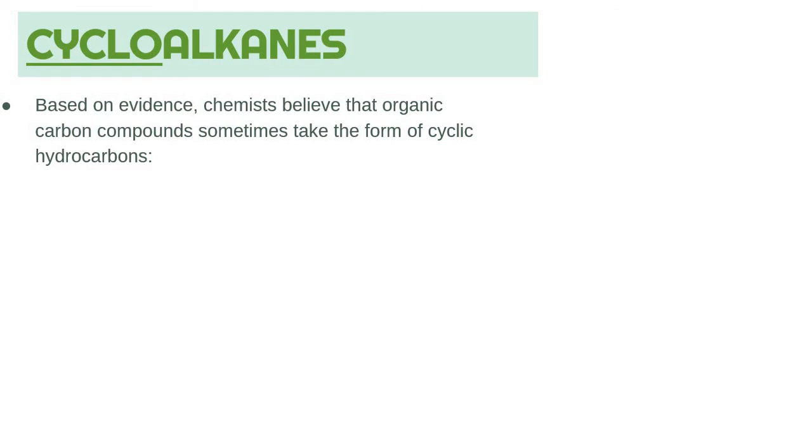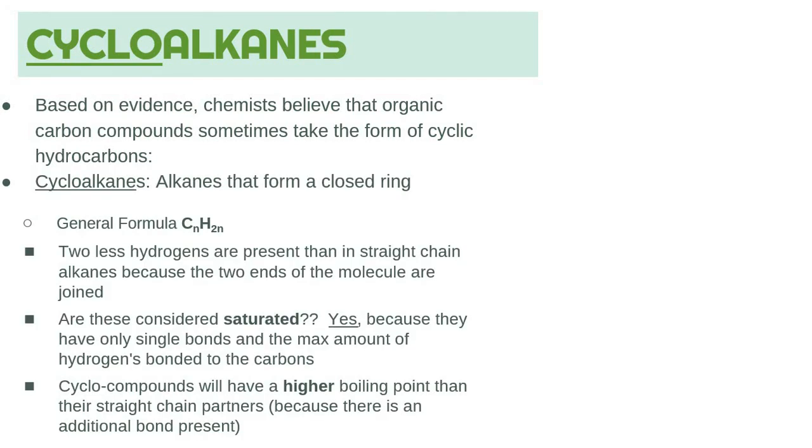Cycloalkanes. Based on evidence, chemists believe that organic carbon compounds sometimes take the form of cyclic hydrocarbons. They form a closed ring. The general formula is likened to alkenes, so CnH2n. Two fewer hydrogens are present than in straight chain alkanes because the two ends of the molecule are joined. Are they still saturated? Yes, because they only have single bonds, and the number of hydrogens bonded is the maximum one for bonding with hydrogen.